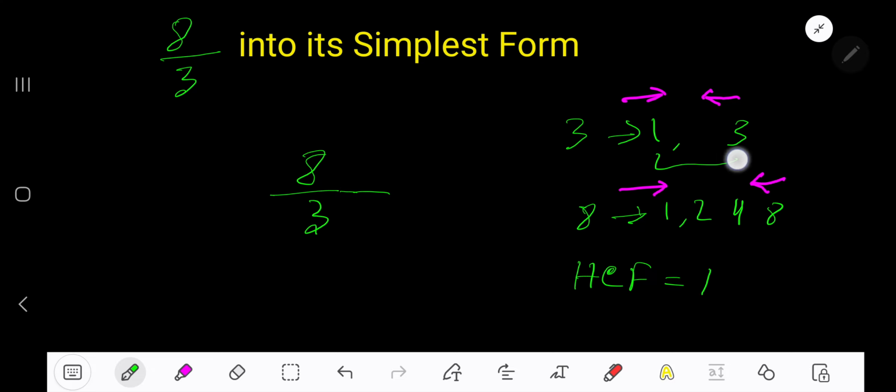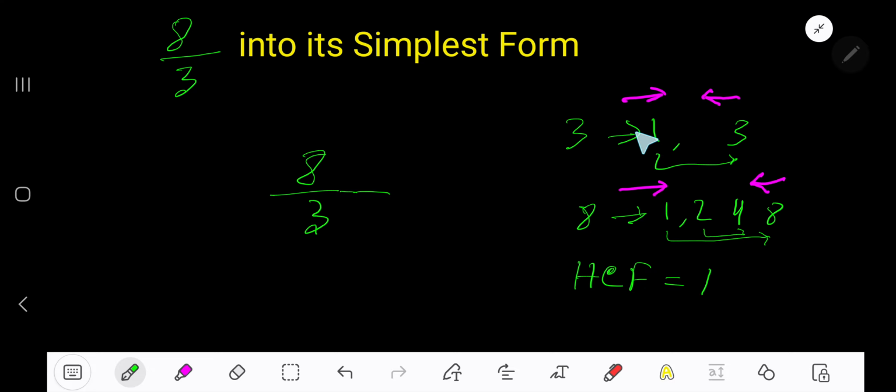1 times 3 equals 3, so 1 and 3 are the factors of 3. Then 1 times 8 equals 8, so 1 and 8 are the factors of 8. 2 times 4 equals 8, so 2 and 4 are the factors of 8. So here the highest common factor between these two numbers is 1, just 1.